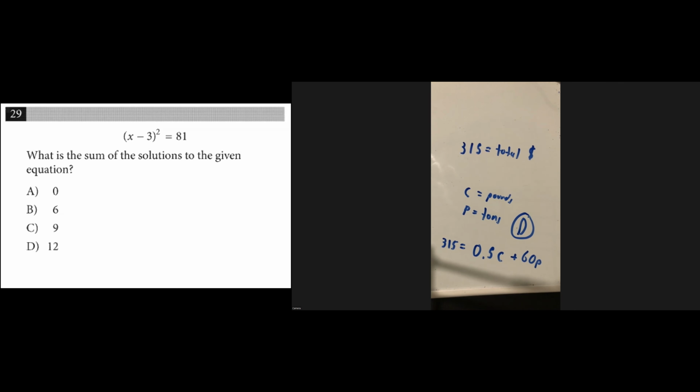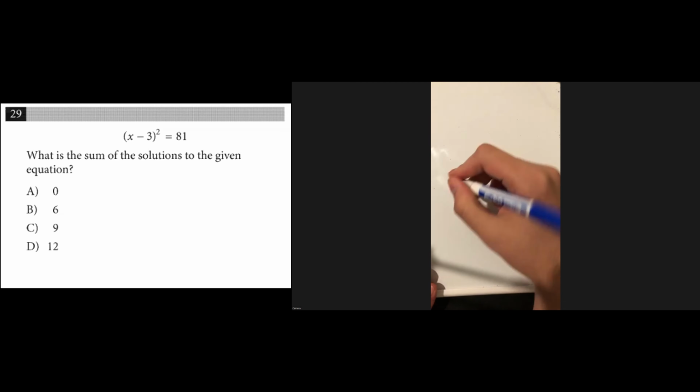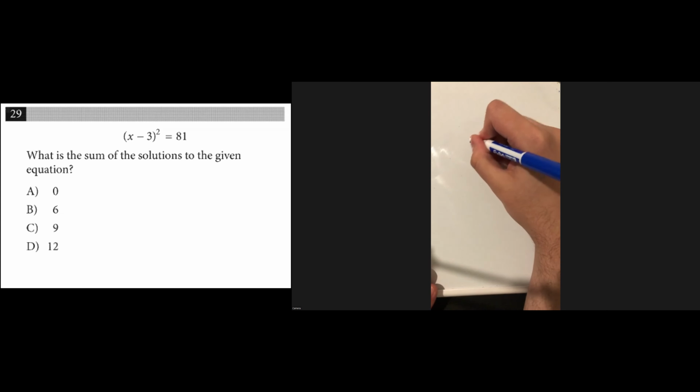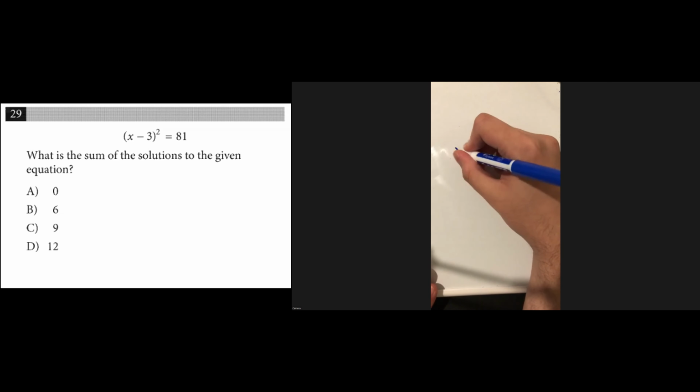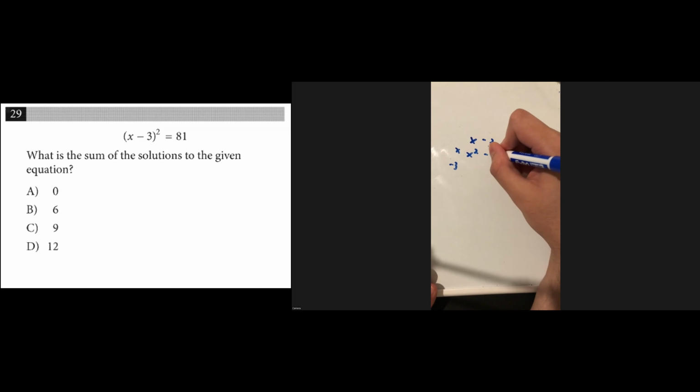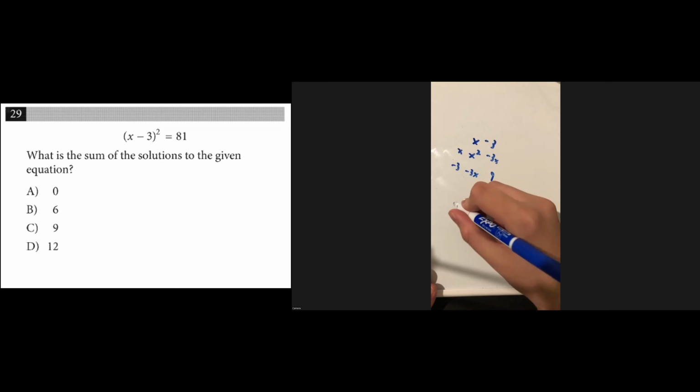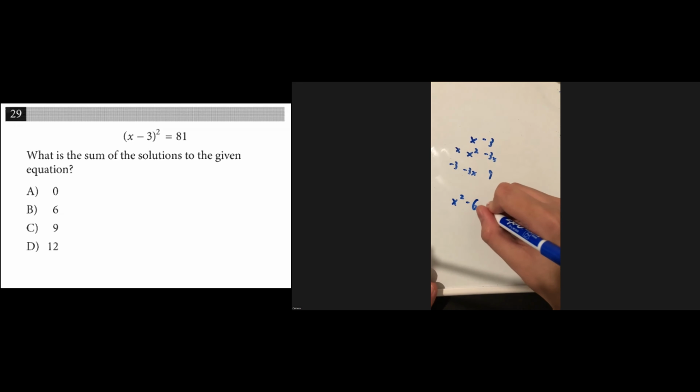Okay, so for this one, we have (x minus 3) squared equals 81. What is the sum of the solutions? For this, we just have to multiply it out. So we would have x minus 3 times x minus 3, which is x squared, negative 3x, negative 3x, plus 9. So that's x squared minus 6x plus 9 equals 81.